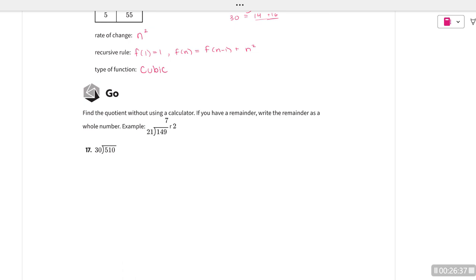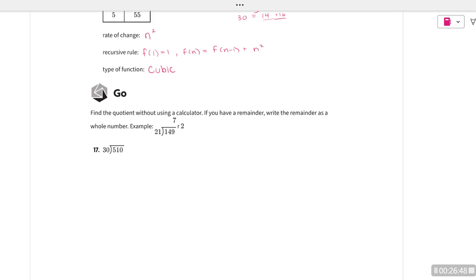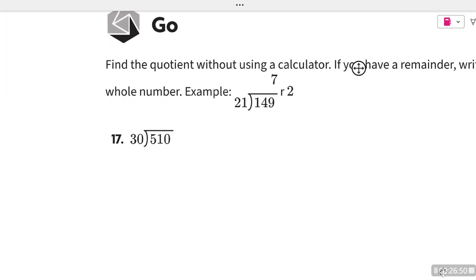So our go section is dealing with finding quotients. So find the quotient without using a calculator. If you have a remainder, write the remainder as a whole number. And it gives us an example of how it wants our answer to look. So let's look at this first one.